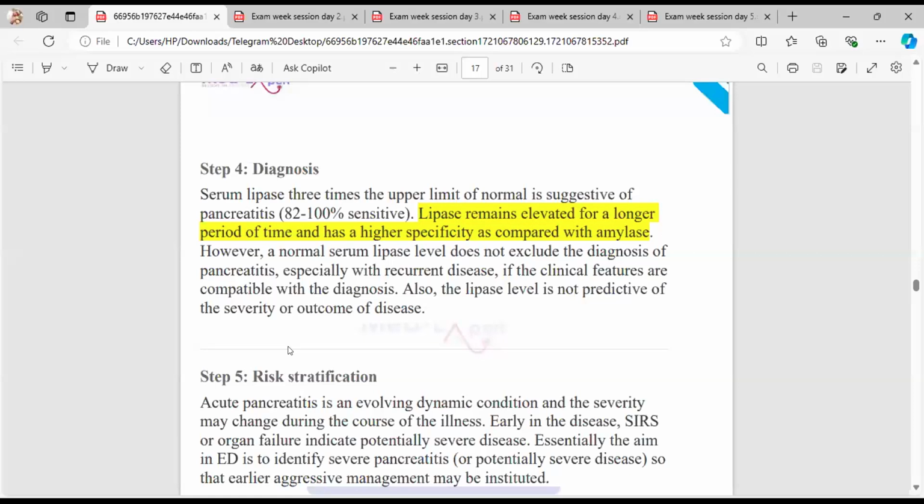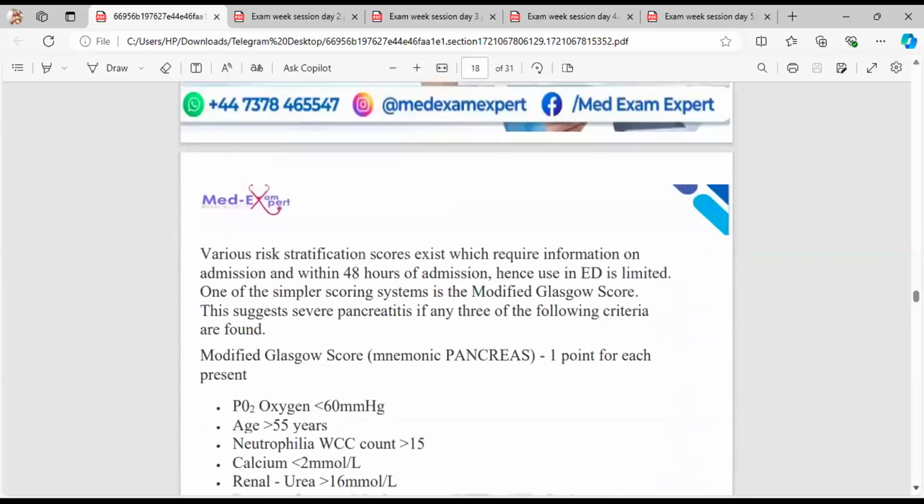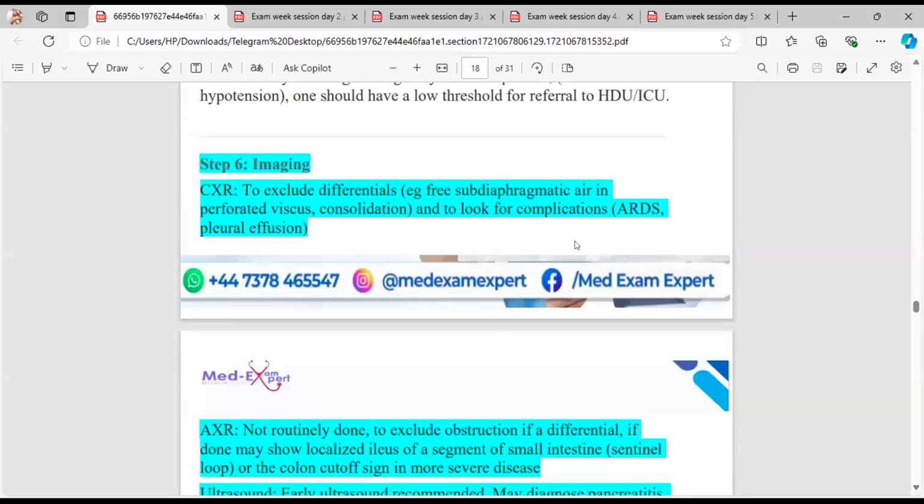We will do serum lipase initially, but here it is confirmed, it is 100% mentioned in this NSW guideline, that a normal serum lipase level does not exclude the diagnosis of pancreatitis. It means that even if serum lipase comes normal, the patient may still have pancreatitis. So it is not a confirmatory or 100% diagnostic test. It can come wrong as well. Now let's see step 5, which is the risk strategies. What are the risks? And now I will show you the last step, which is the imaging.